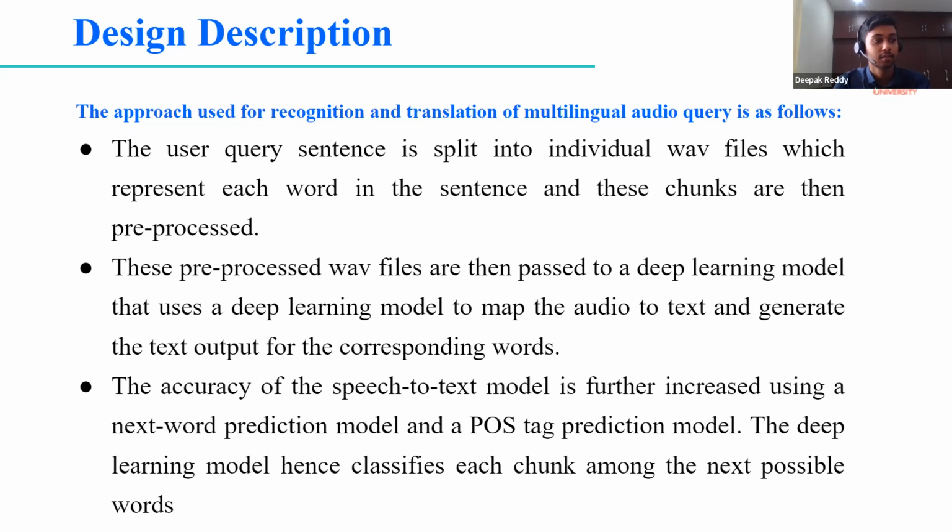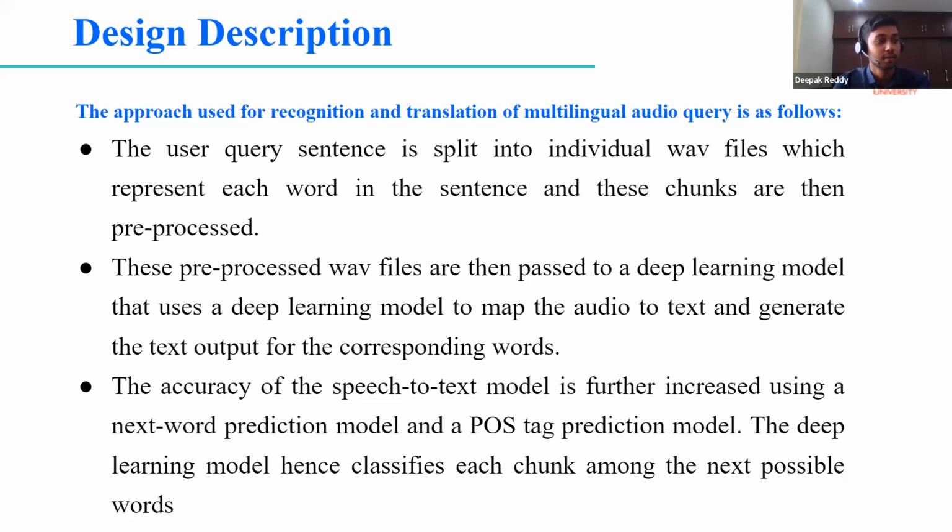These chunks are then passed to the pre-processing module, where necessary pre-processing is done. Then these pre-processed chunks are passed to the deep learning module that uses a deep learning model to map the audio to the text and generate the corresponding sentence. The accuracy of the speech-to-text module is further increased by using a next word prediction model. This model takes the sentence generated so far as the input and then returns the set of words that may possibly occur as the next word.